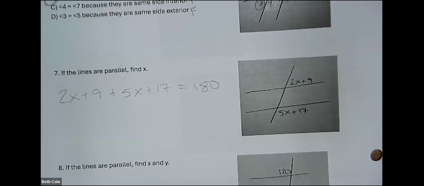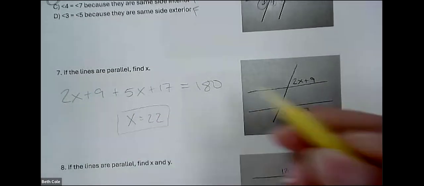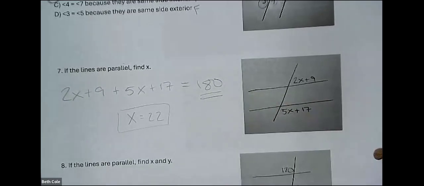So again, you need to know how to set it up, but then the calculator will do all the hard work for you. So x is 22, but you need to know that these add up to be 180. That's something that you have to know, right?